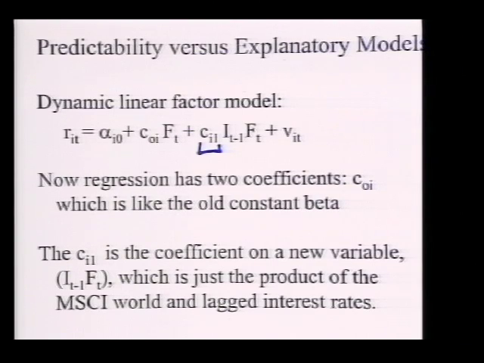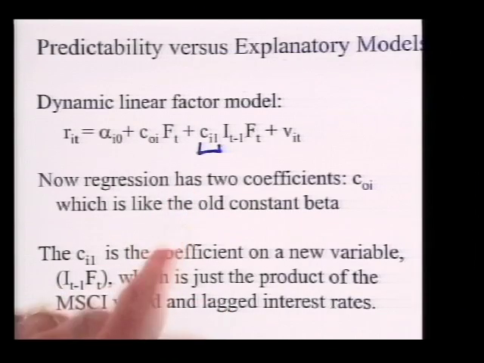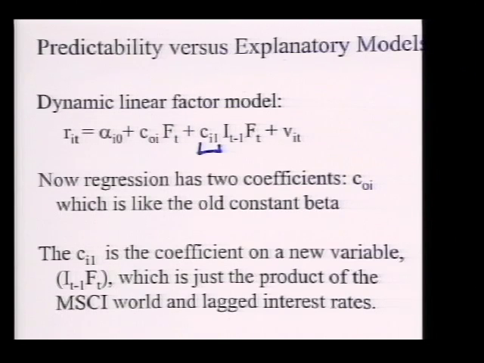Maybe it's better to say that there are no dynamics in the beta related to the lagged interest rate in this particular formulation. But let's suppose that this C1 is significant. Then what do we get? Well, we get a dynamic beta. With the C1 and the C0, we recover our hypothesized function.